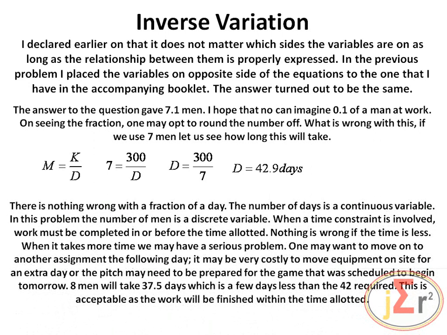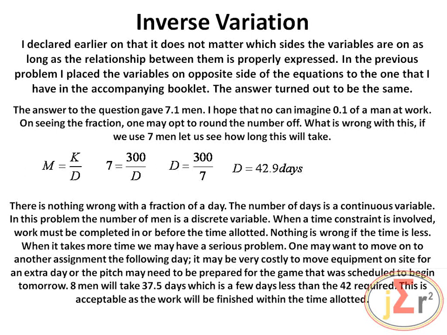In this problem, the number of men is a discrete variable. When a time constraint is involved, work must be completed in or before the time allotted. Nothing is wrong if the time is less. When it takes more time, we may have a serious problem. One may want to move on to another assignment the following day. It may be very costly to move equipment on site for an extra day, or the pitch may need to be prepared for the game that was scheduled to begin tomorrow.